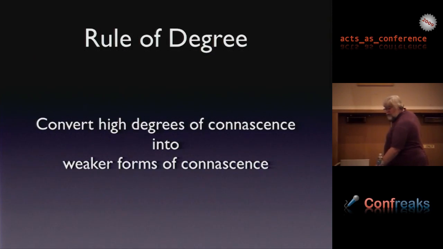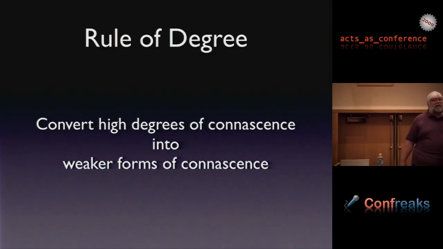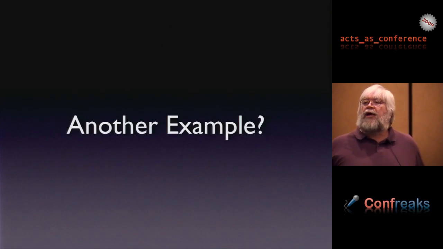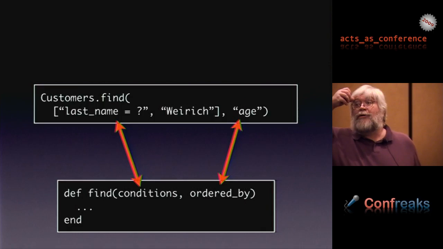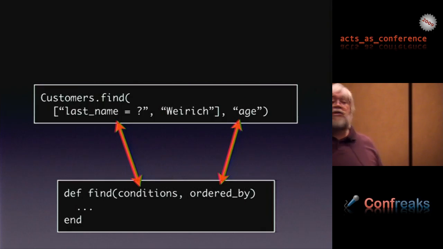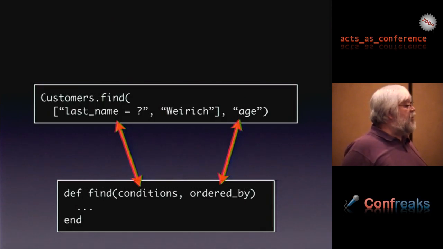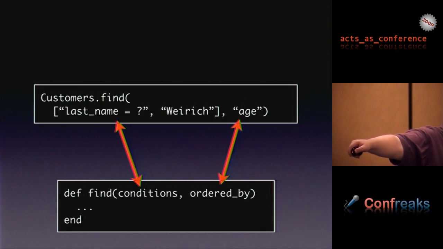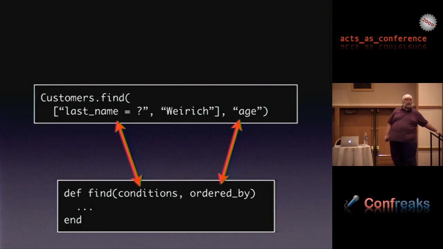So, rule of degrees. If you have a high degree of kinesis, you want to translate that into some kind of weaker form of kinesis if possible. Okay, another example of kinesis of position. Suppose we wrote our finders like this. Our finder had a condition and an ordered by parameter.